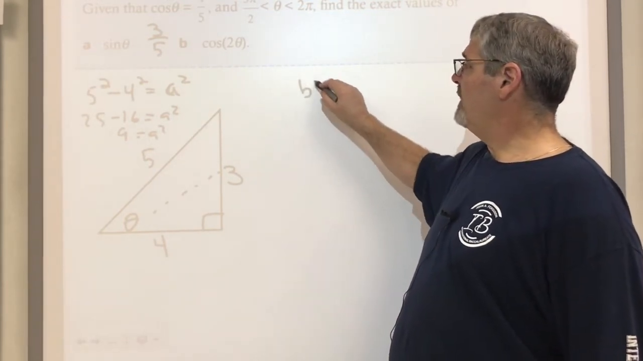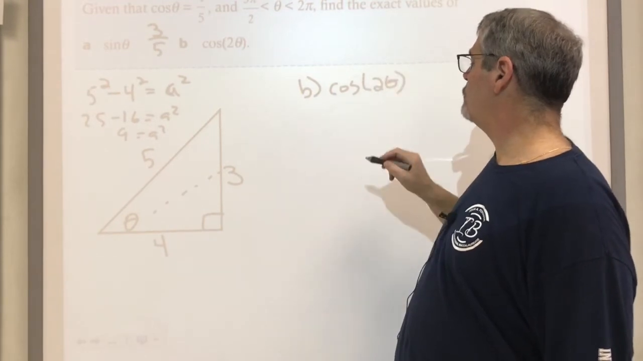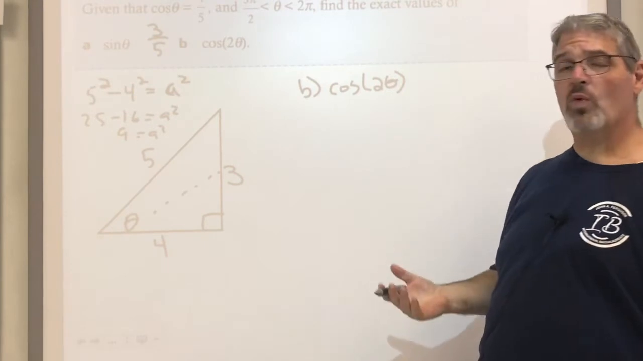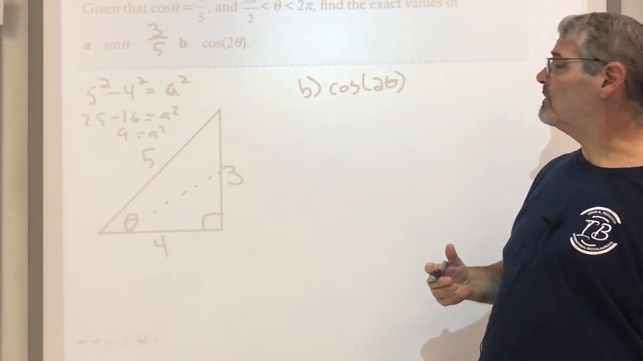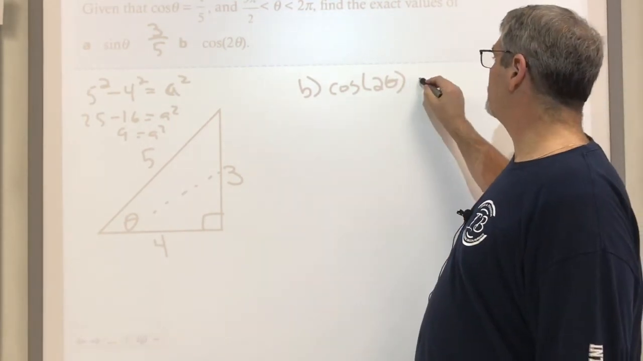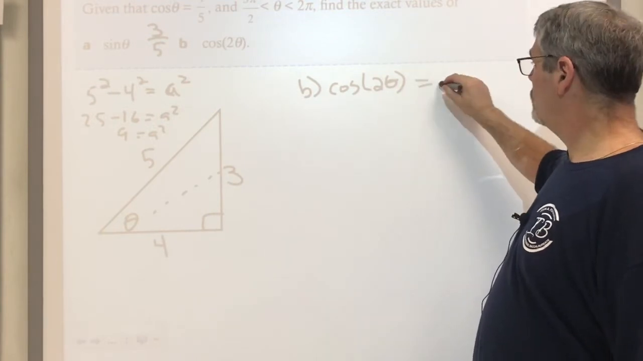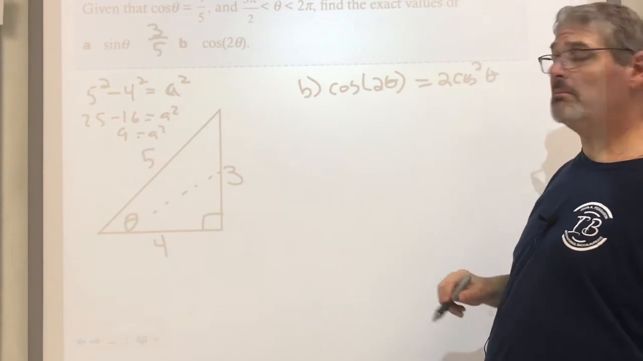Now for part B, I need to find the double angle formula for 2 theta. So I'm going to use one of the 3, and I think I'll use the second one, which is going to be equal to 2 cosine squared theta minus 1.